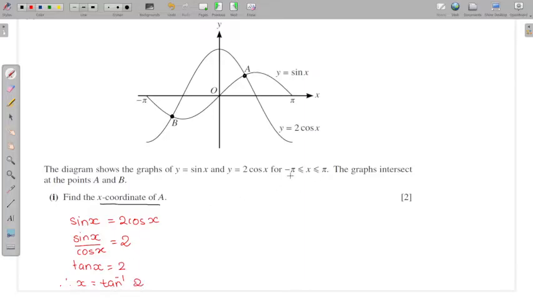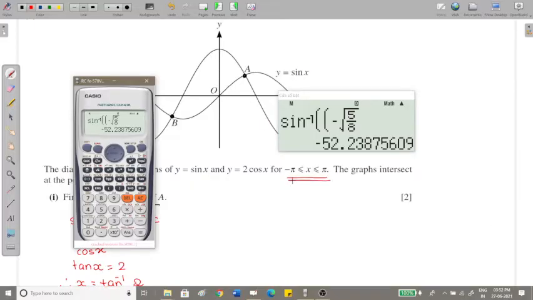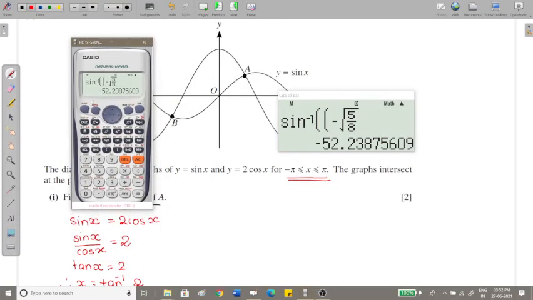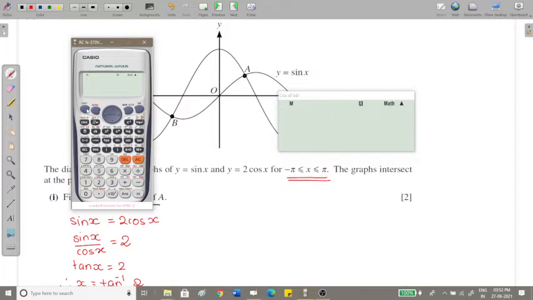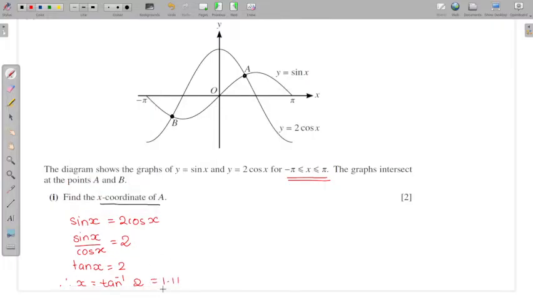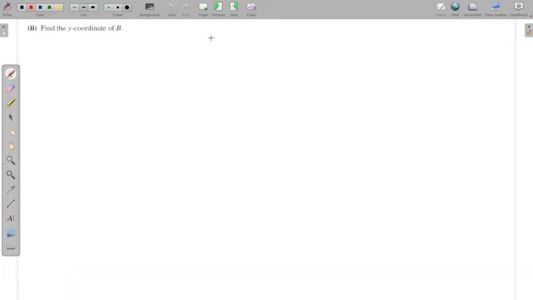One more thing: this is given in radians, because of pi. So when we're using our calculator, please be careful that you have to change it again to radians mode. Next, tan inverse of 2 gives 1.107. In 3 significant figures, it will be 1.11. So the x coordinate of A is 1.11 radians. I hope this is clear. Now moving on to part 2.